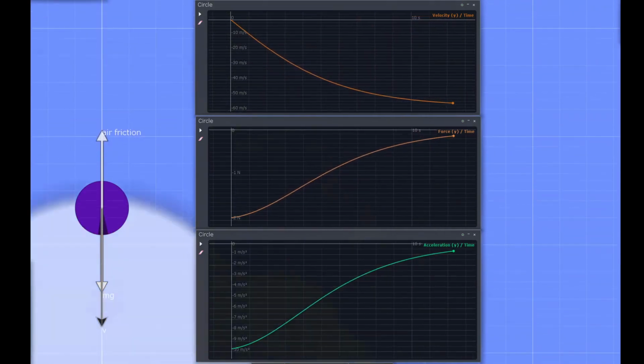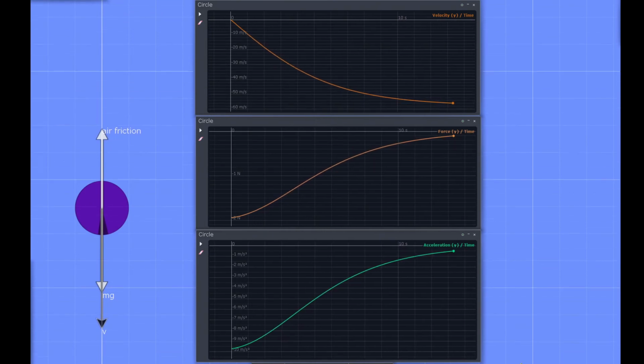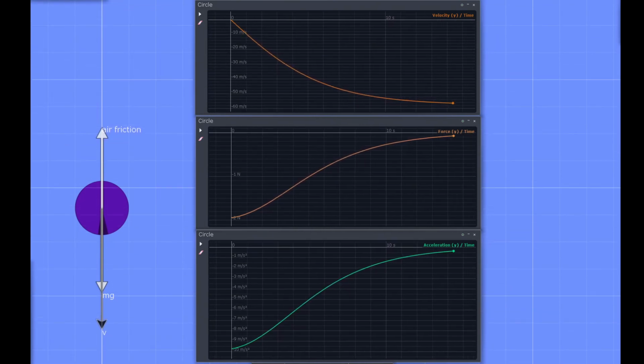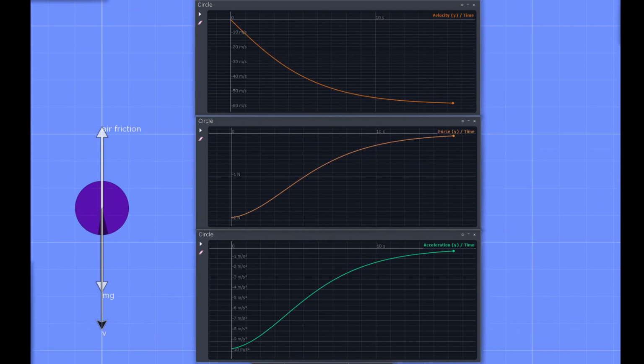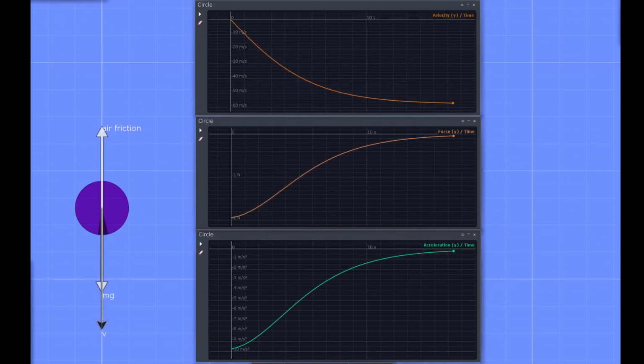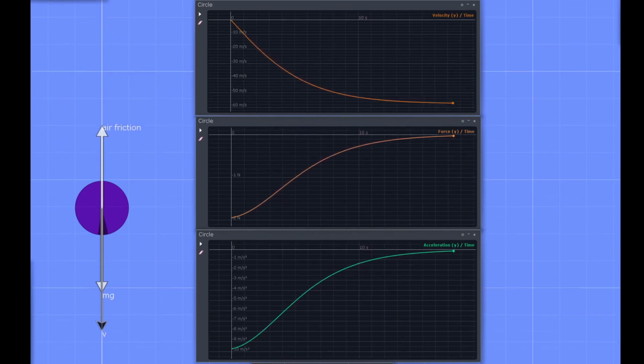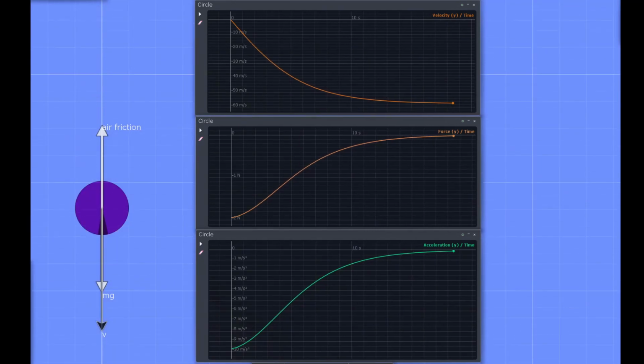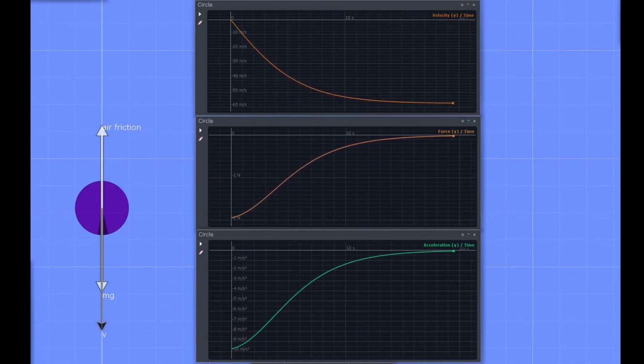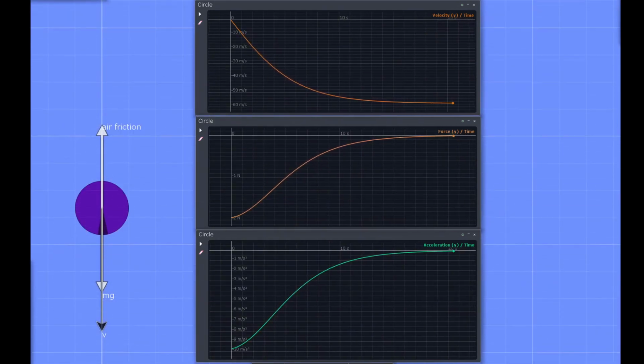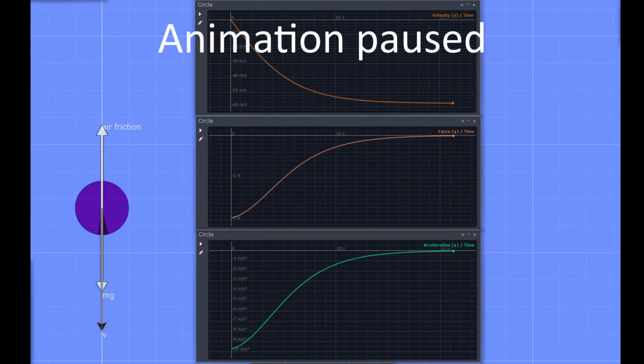After some time, the ball reaches a speed at which the air resistance becomes equal and opposite to the weight. At this point, the resultant force is reduced to zero, and according to Newton's first law, the ball no longer accelerates, but instead it moves with constant velocity. This maximal velocity is called terminal velocity.